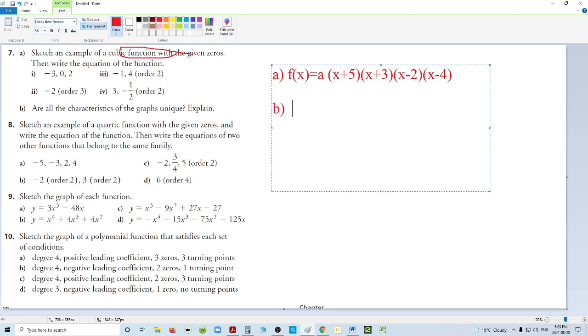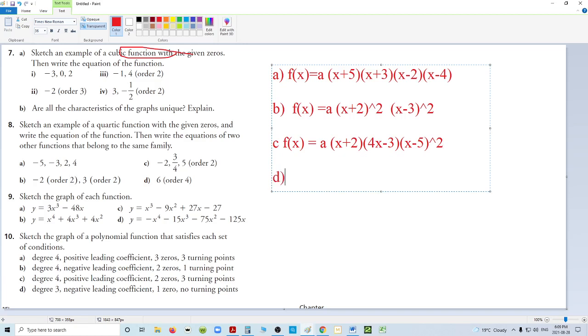B, f of x is equal to a, we don't know, x plus 2 to the power of 2, and x minus 3 to the power of 2. C is this. You can get quite fast at it. A, x plus 2, x minus 4, x minus 3. That's how I can figure that one out. And x minus 5 squared, because it's order 2.